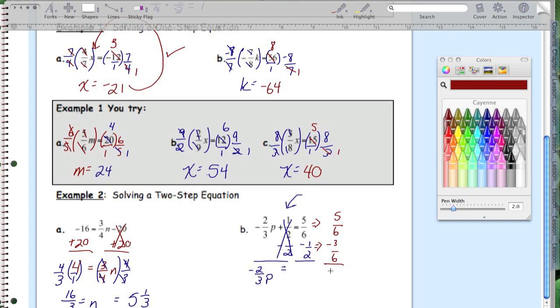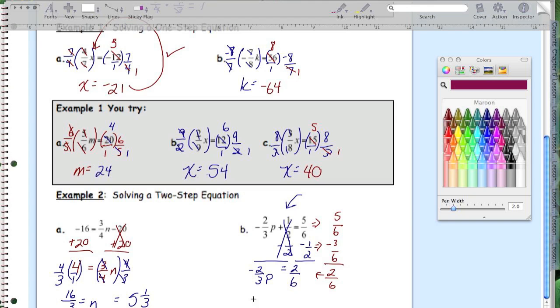5 minus 3 is 2. So I find that my fraction is 2/6. So that's what I can put over there. And I can leave it here, or I can move it closer to the problem. That doesn't look like a 6 though. So here, 2 over 6. If you wanted to simplify that to 1/3, you could, but we're also going to simplify at the end. So either way, you'll get the right answer.